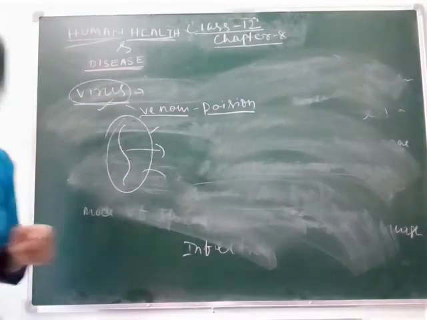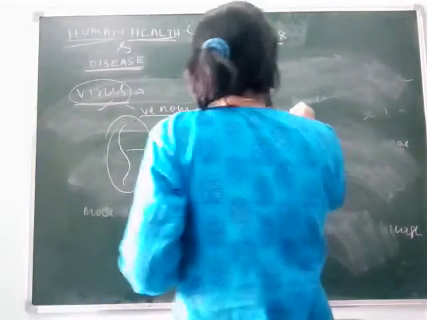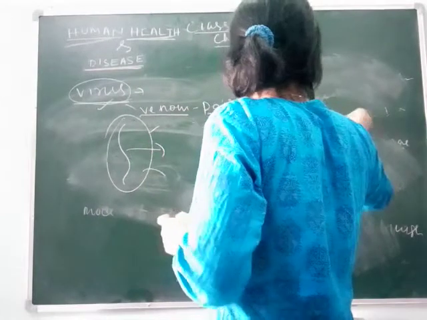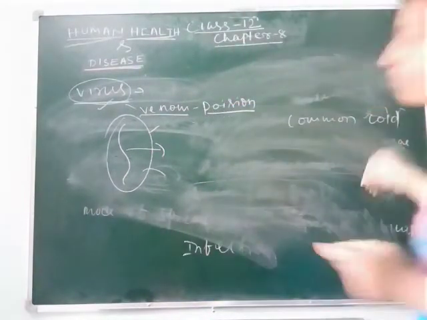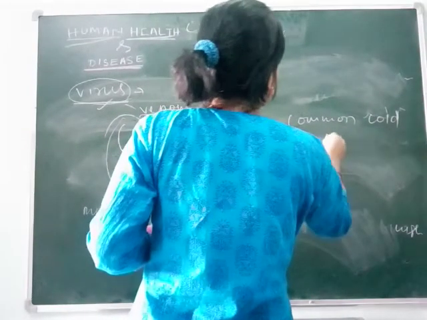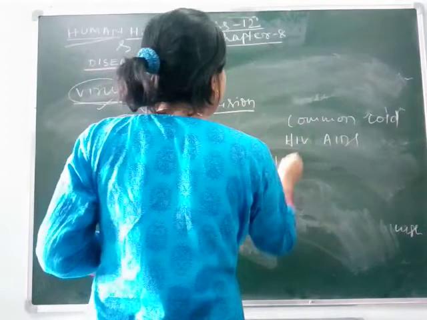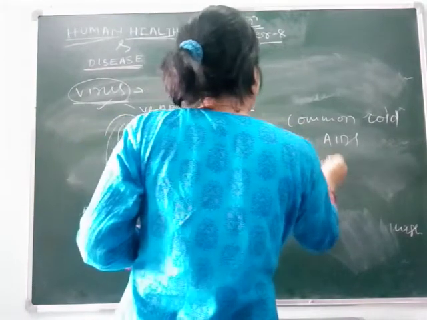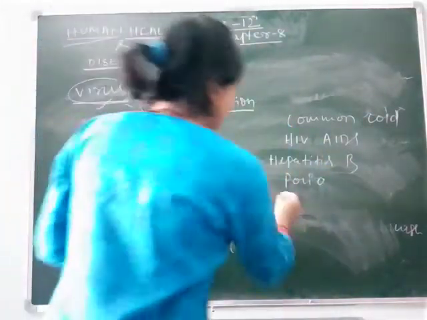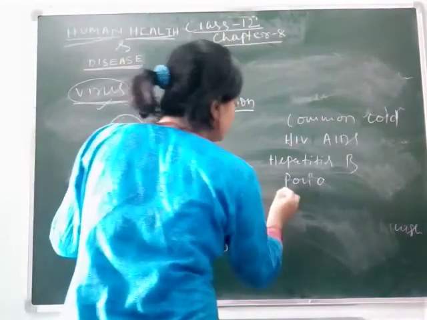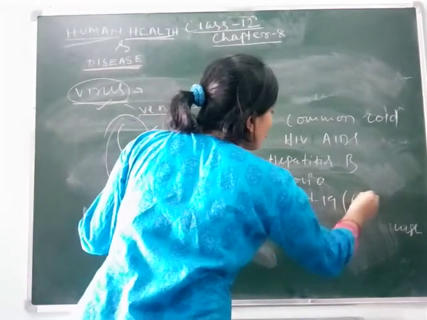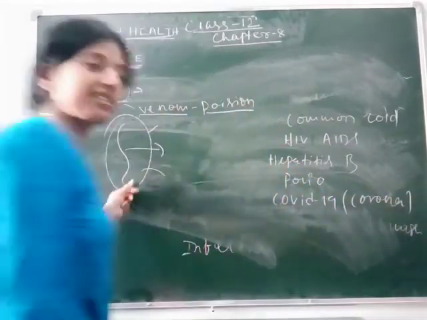Which diseases are caused by viruses? Simply, the diseases caused by viruses are the common cold, HIV, AIDS, hepatitis B, polio, and now many more viruses are found. One of them is COVID-19 or corona. Clear, students? This is new for you.